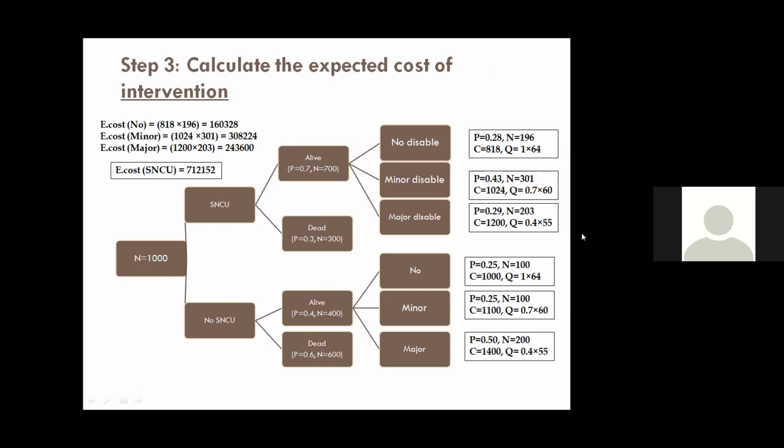By the same argument, you can calculate the expected cost of intervention, that is the upper part. Here C equal to 818, N equal to 196. Simple, multiply them, then give total. Similarly, minor and major, and you add them, you get 7,12,1152. So per unit cost multiplied by N is the simple answer. This is the cost of SNCU, and in the earlier slide you got the cost of no SNCU.